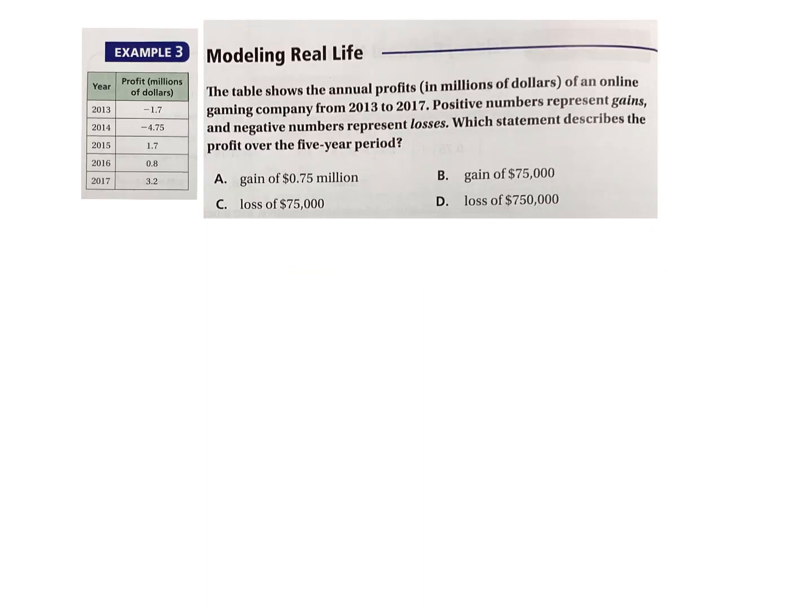Let's work on this modeling real life problem. It says the table shows the annual profits in millions of dollars, and that's important that it's in millions of dollars, of an online gaming company from 2013 to 2017. All the positives are gains and the negatives are losses, and we want to see which one, A, B, C, or D, best represents their gains or their losses. So what I'm going to do is add in red, I'm going to add all the losses up. So it's a negative 1.7 plus negative 4.75.